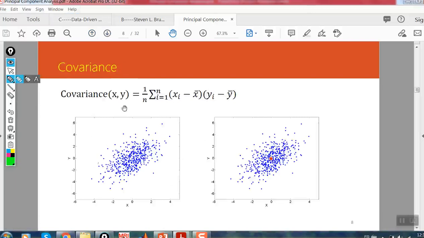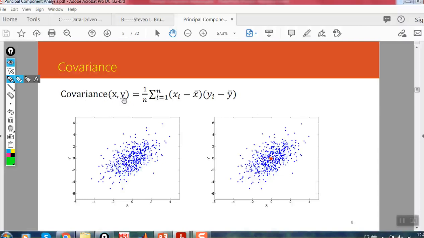Now pay attention again to this two-dimensional data. On the left we have two-dimensional data. You can see the distribution of the data, and on the right you also see it, with this red star being the mean of this two-dimensional data. And this is the equation of covariance.